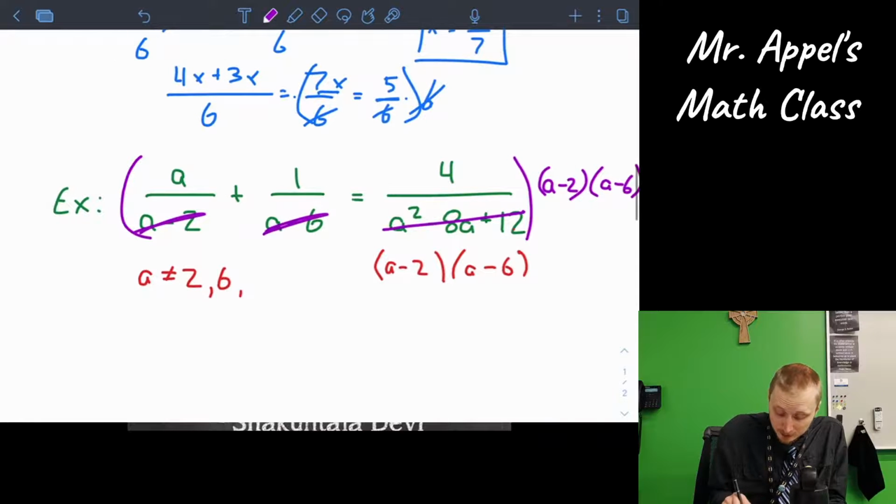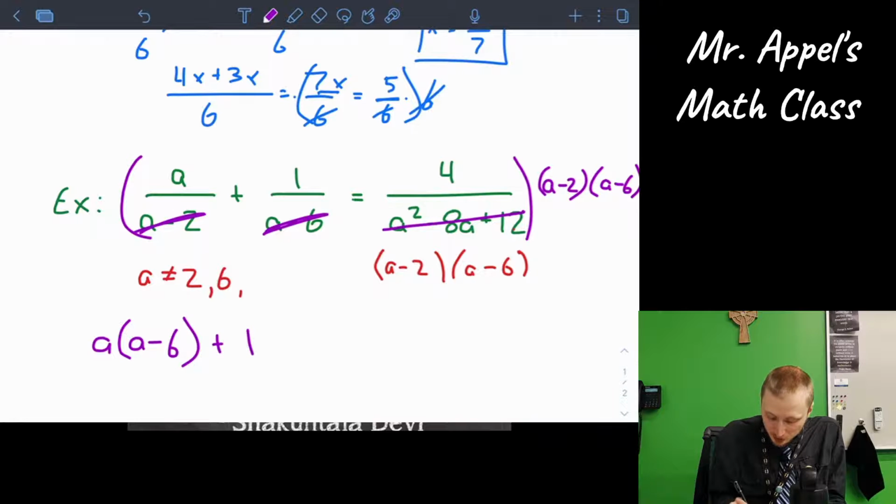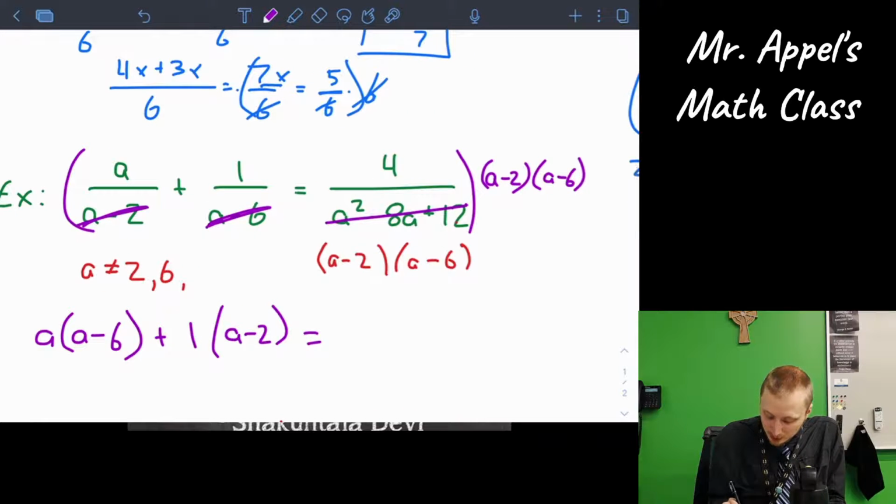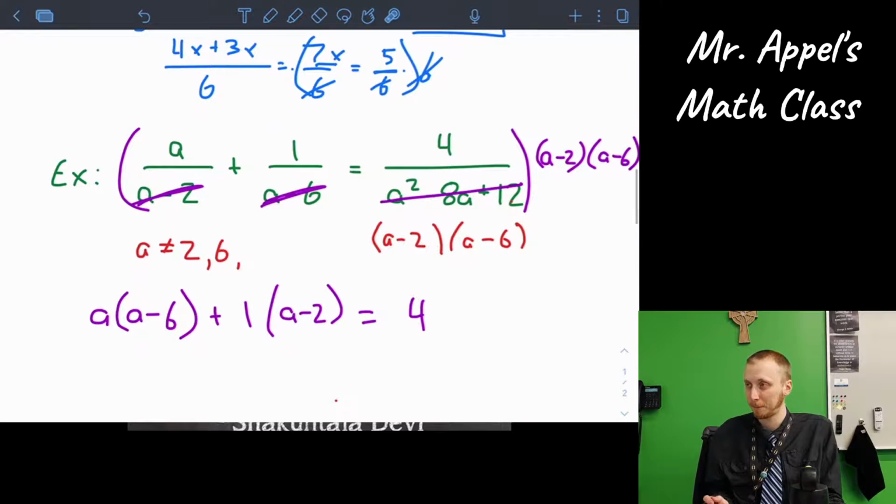What's left? Up here, instead of a minus 2, the thing left is a minus 6, so I have a times a minus 6. In the next term, I have a 1 times a minus 6 reduced. What's left is the a minus 2 factor. And then on this side of the equation, the 4 times both of these factors reduced with that denominator, so it's just the 4.